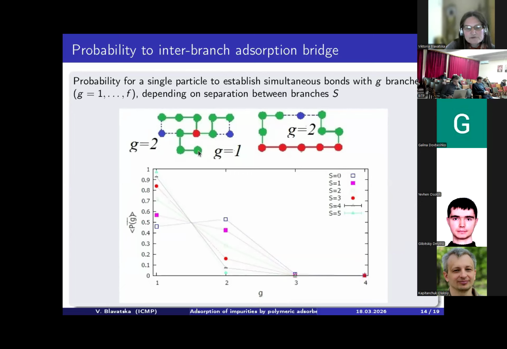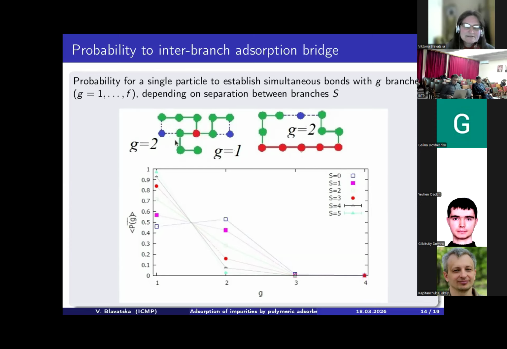So what do we have here? We have for comparison a star-like structure with 3 branches and a comb-like structure. So with red we show the central core with 2 branches. So as we already mentioned, each pollutant particle can establish one or more bonds with monomers of polymer structures.